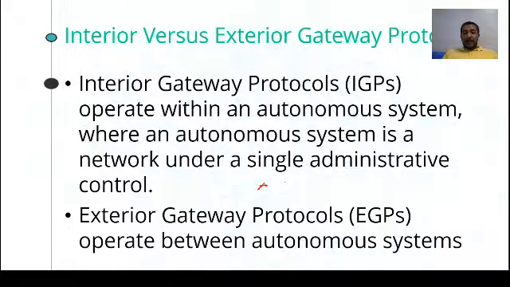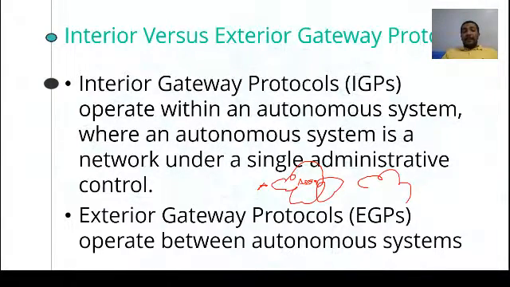Okay, so let's say this is your cloud here. Let's say this is AS 53. All right. So your AS is being controlled by a single administrative entity. So within this AS, you could use an interior gateway protocol like OSPF, RIP, EIGRP. You can use those within AS53.